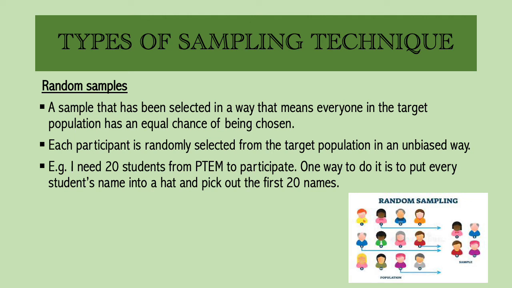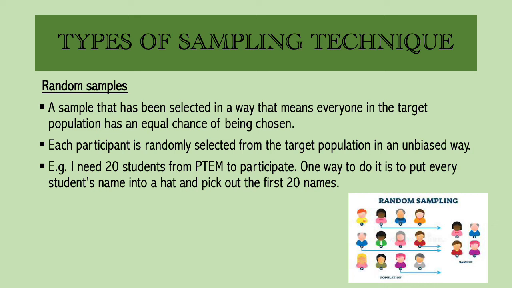Okay, so random sampling means everyone in the target population will have the chance to participate in this experiment. But they will be picked randomly, in an unbiased way. So it's not like, okay, I want this participant, I want that one. It's random. For example, say I have block 4 and block 5 students, and I want to conduct a research using random sampling. What's going to happen is everyone in my block 4 and block 5 will have an equal chance to participate in my experiment.